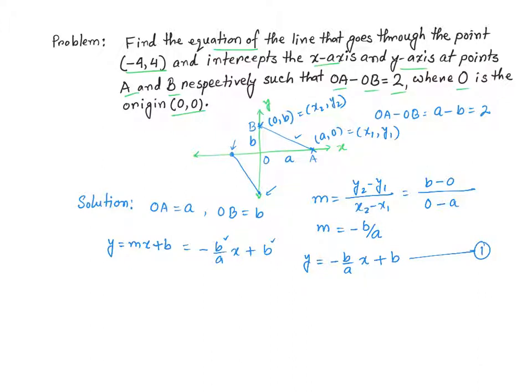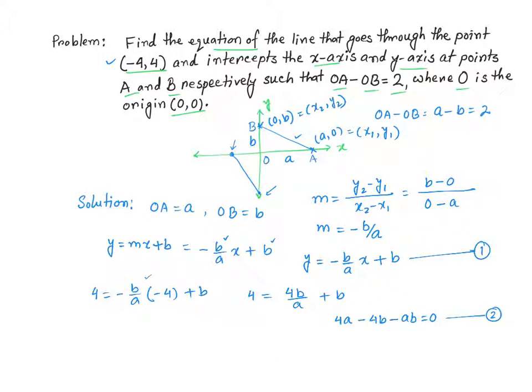Now we need to find the values and plug them into this equation. Since the line in equation 1 goes through the point (-4, 4), it must satisfy this equation. So if I plug in y is equal to 4, equal to negative b over a times x is equal to -4, plus b, then I'm going to simplify it. Here I just simplify it, nothing more fancy, just negative times negative is going to make it positive: 4 equals 4b over a plus b. Then I multiply both sides by a and move the terms to the left hand side.